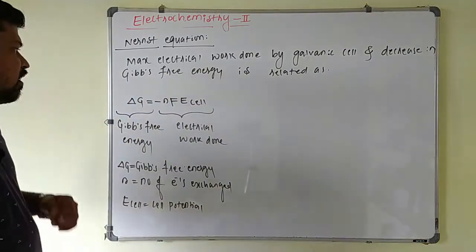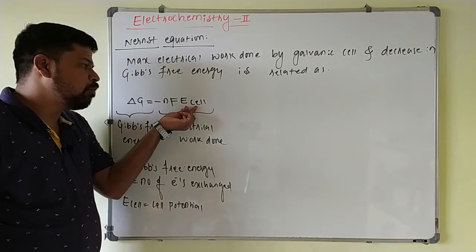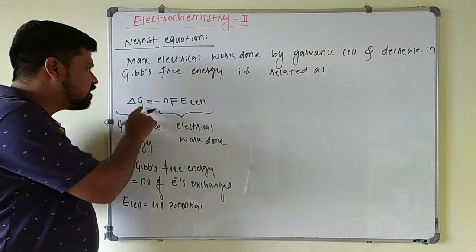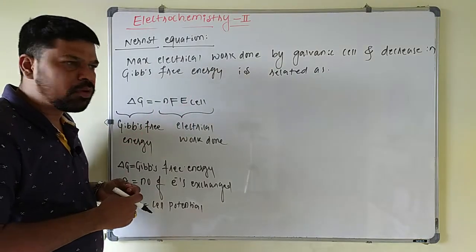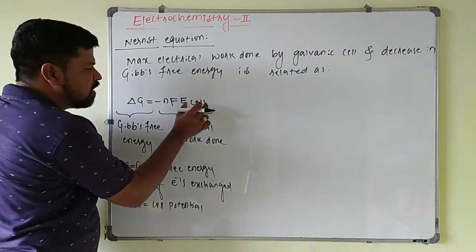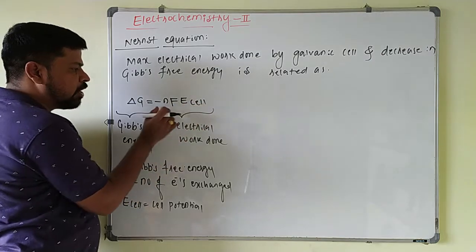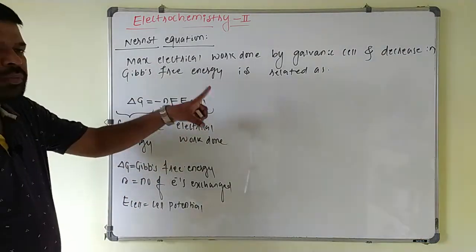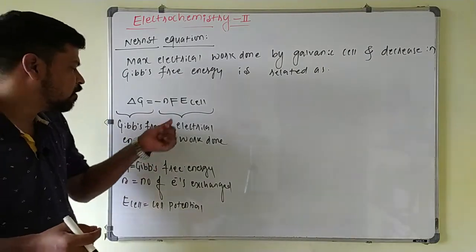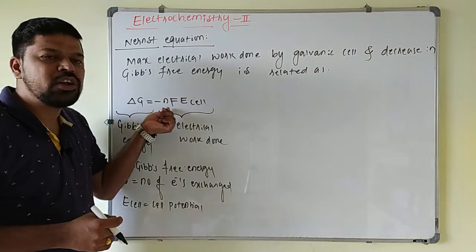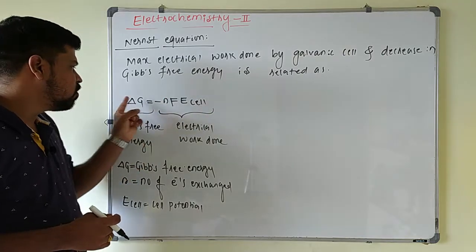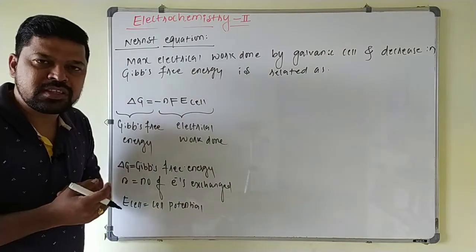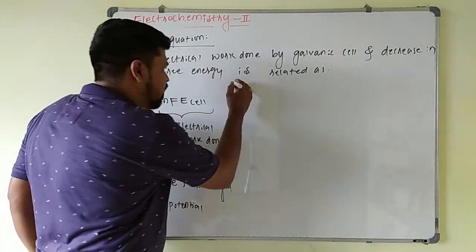In this one, if cell potential is positive, then this delta G value becomes negative. Delta G is negative means what? The process will be spontaneous. If this cell potential value is negative, negative into negative becomes what? Positive. So the Gibbs free energy value will be positive. The process becomes non-spontaneous. If cell potential is 0, delta G becomes what? 0. Entire term becomes 0. And if delta G is 0, the process is at equilibrium. So what are the conditions here?